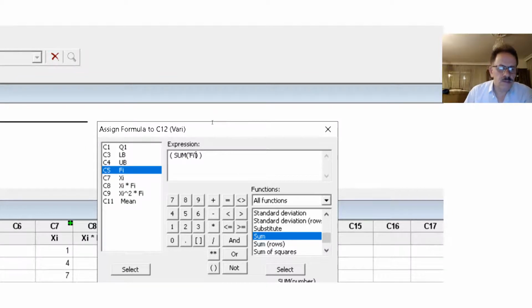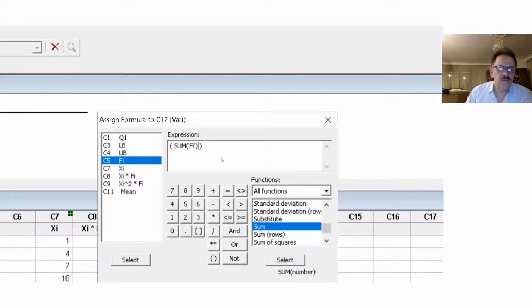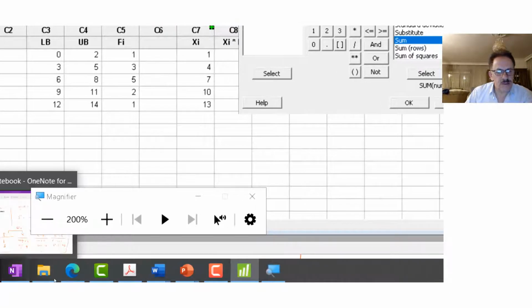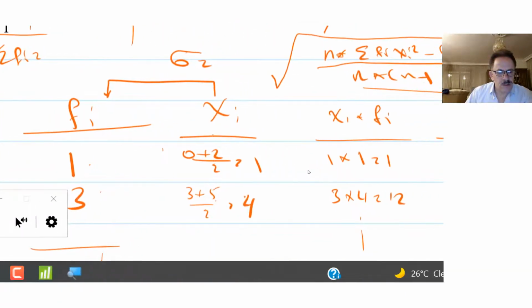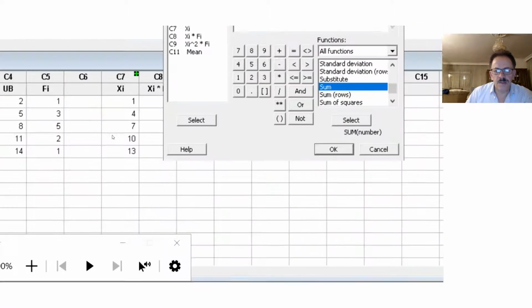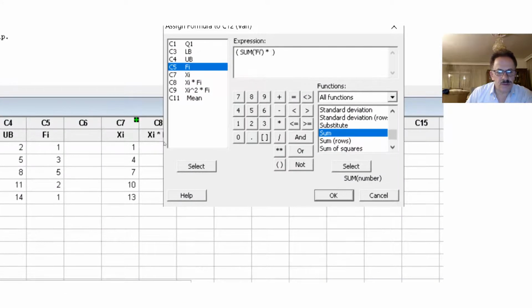Here's the sum. The sum of fi, which will be n, times, and be careful to use these bottoms, not the other one, the summation of fi, which is here n, times the summation of fi xi squared. So I have to say times the summation of xi, but which one? The summation of xi squared fi, here.